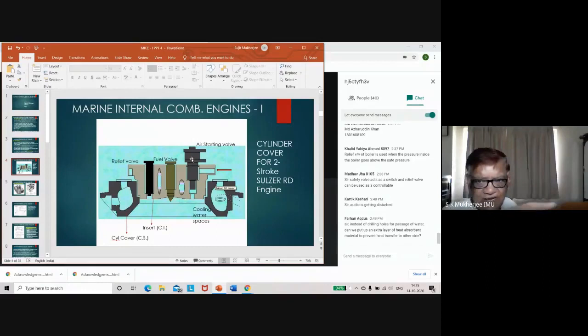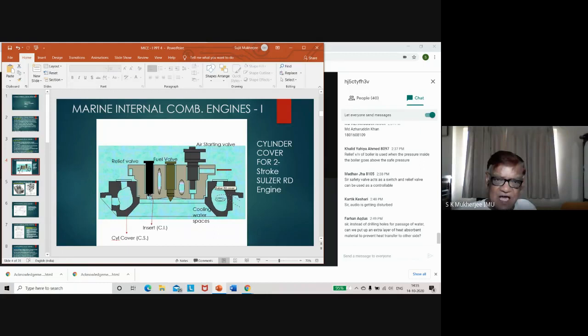Okay. So that is your cylinder cover for a Sulzer engine, and it consists of a cover which is made of cast steel and an insert which is made of cast iron. And the mountings of the engine are fitted in the insert.